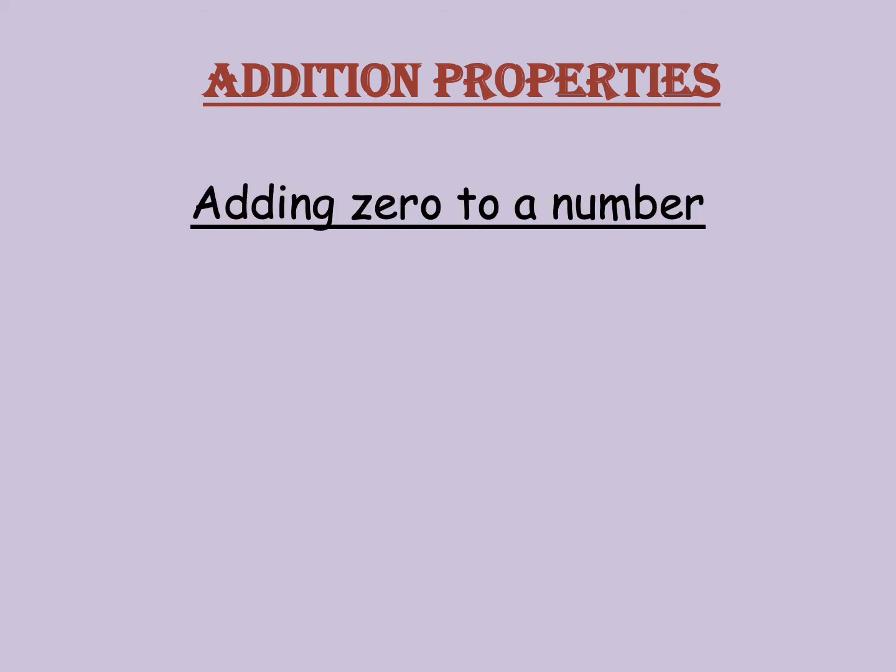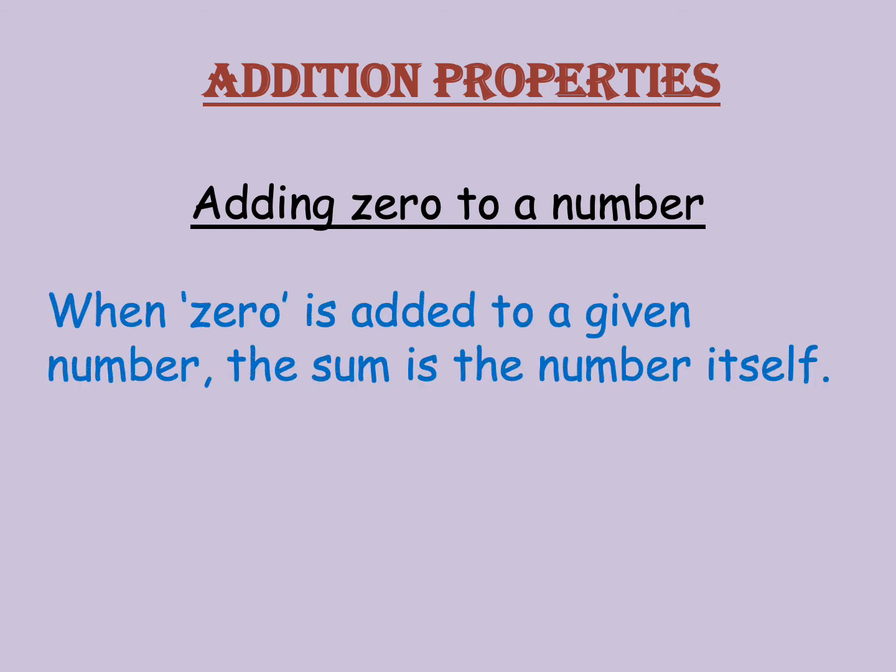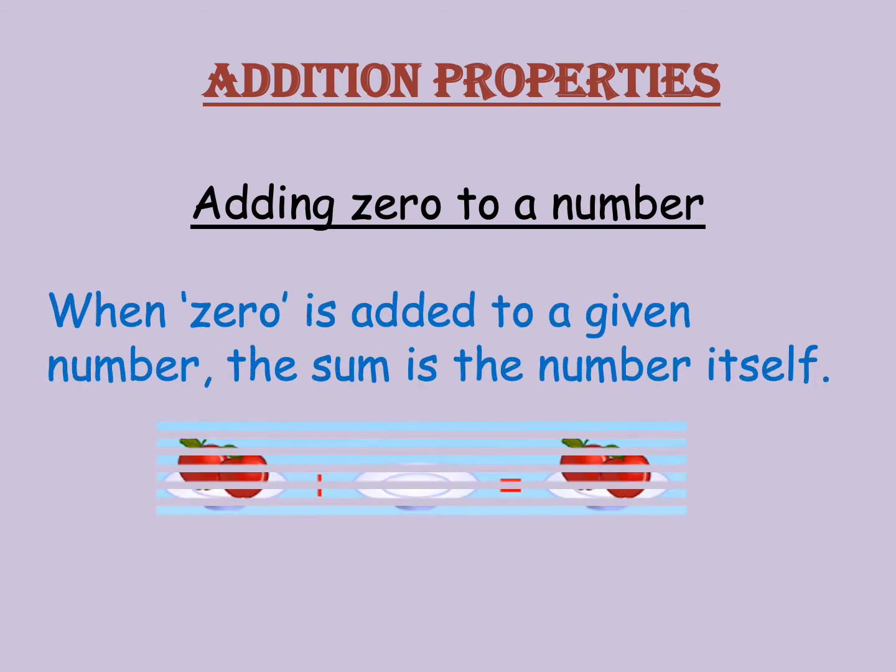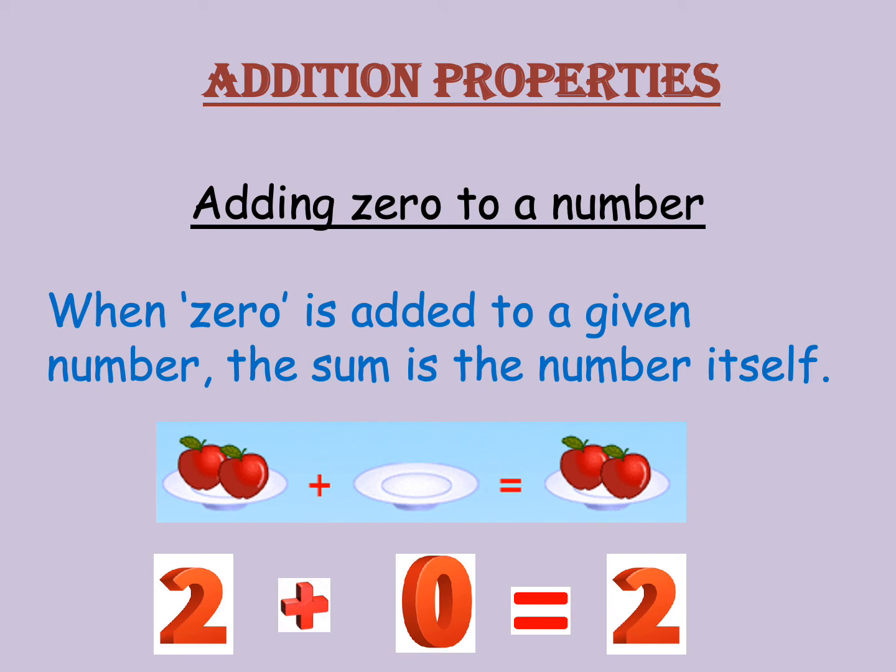Now let us learn about the addition properties. Adding 0 to a number. When 0 is added to a given number, the sum is the number itself. For example, there are 2 apples in a dish and there is no apple in the second dish. We have 2 apples in all. Or we can say 2 plus 0 is equal to 2. So children, if we add 0 to any number, the sum is always the number itself.